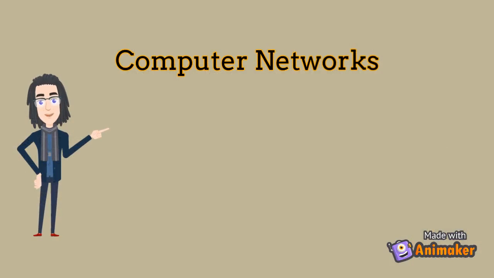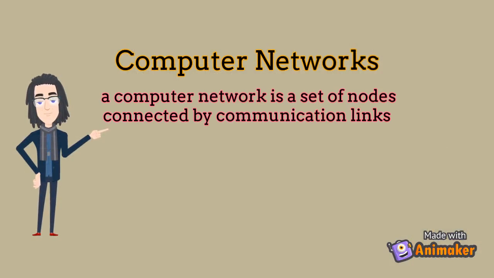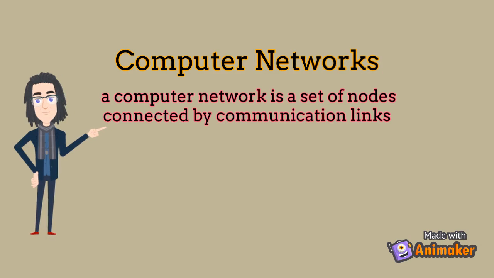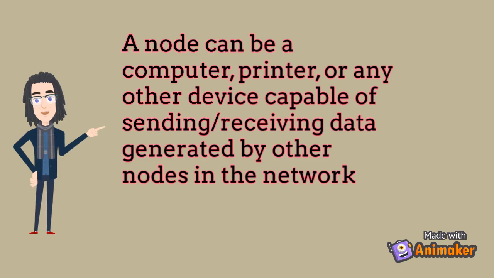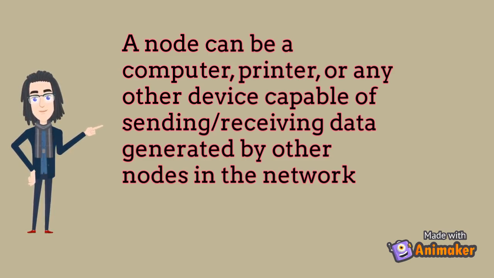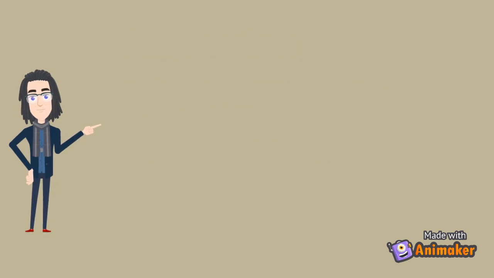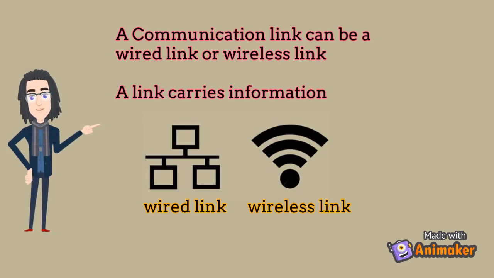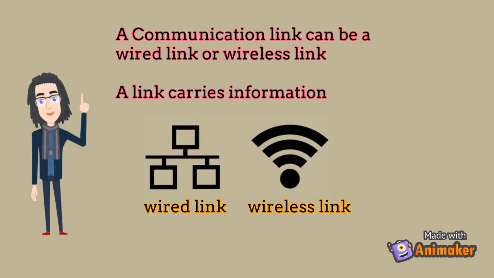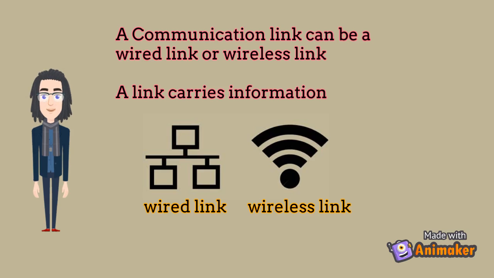Our first topic for today is computer network. A computer network is a set of nodes connected by communication links. A node can be a computer, printer, or any other device capable of sending and receiving data generated by other nodes in the network. There are two types of communication links. First is the wired link, and the other one is the wireless link. The best example for a wired link is a cable, and for the wireless link is the air.